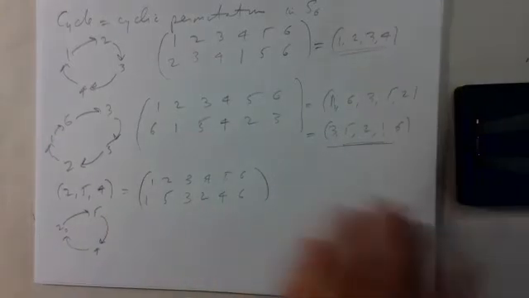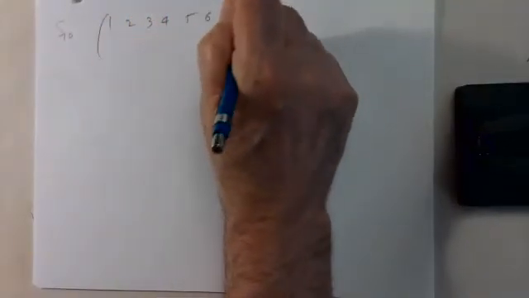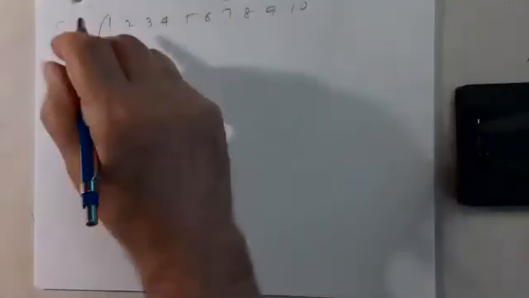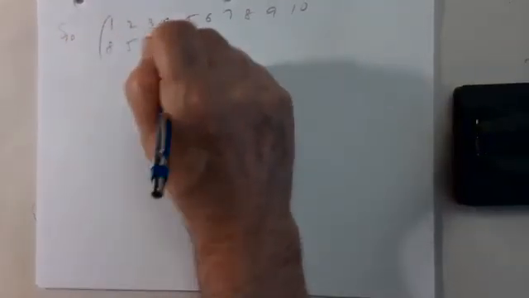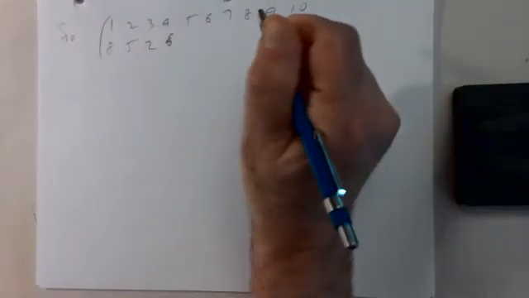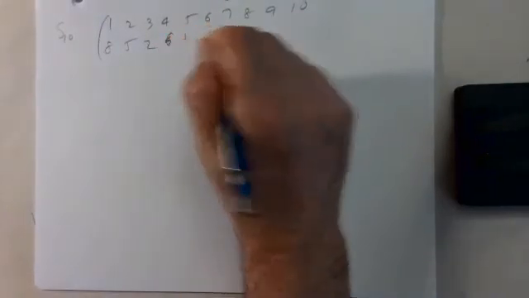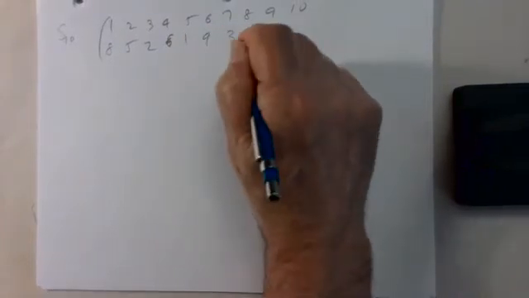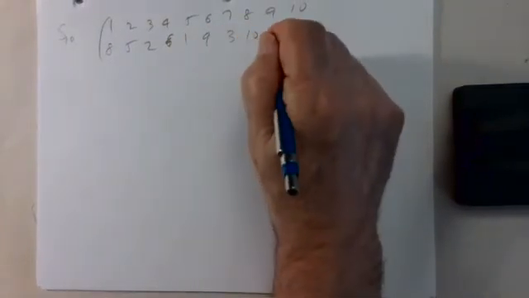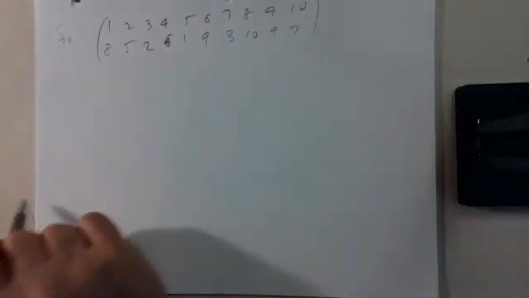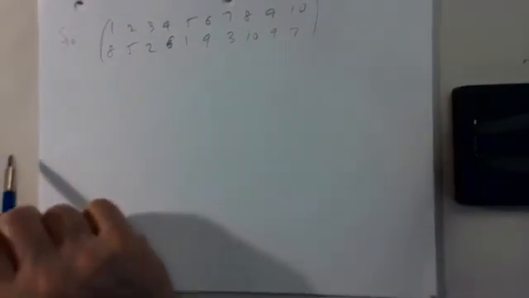And one of the basic theorems about permutations is you can decompose any permutation as a product of cycles. So let's say we're in S10. I'll just write down a permutation at random, 8, 5, 2, 6, 1, 9, 3, 10. What numbers haven't I used? 4, 7. So there's some permutation of the numbers 1 through 10.